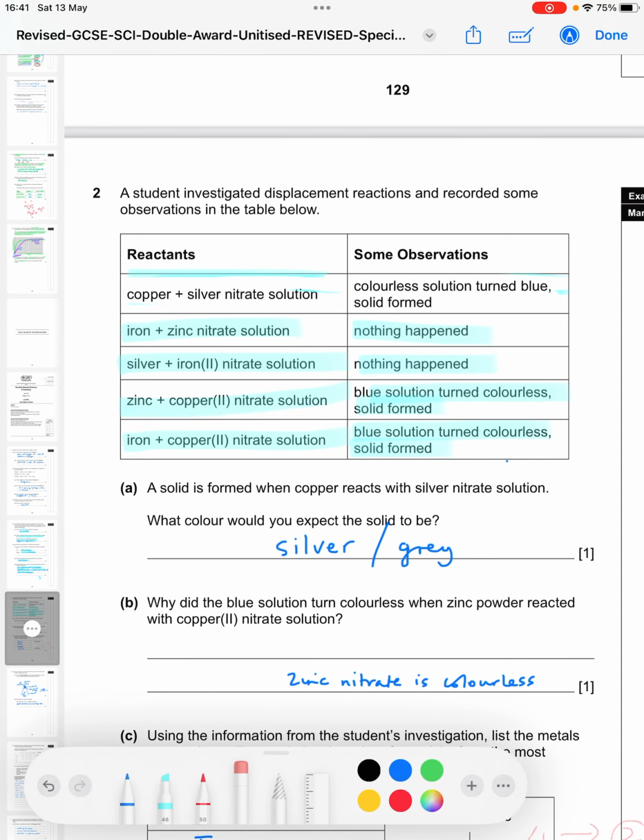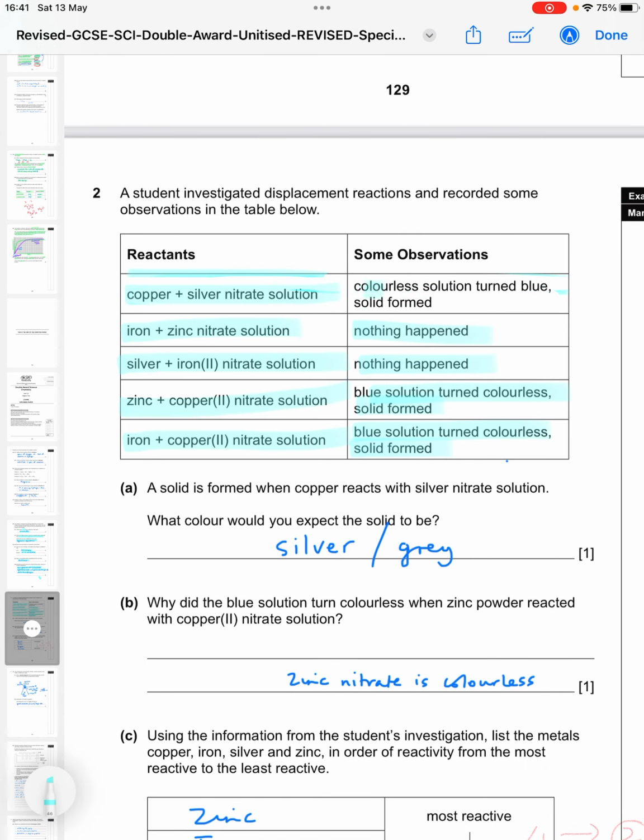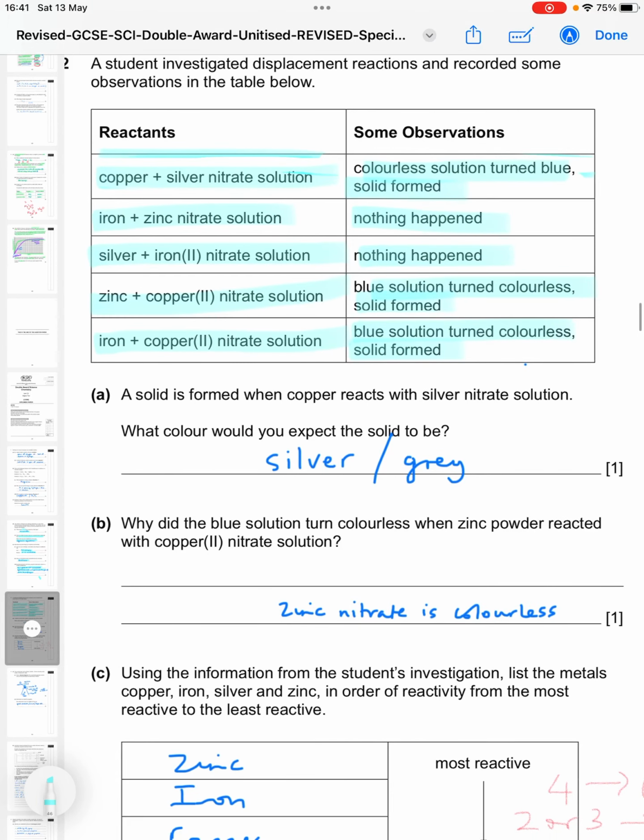So, let me just change this. I realised you couldn't see through it there.